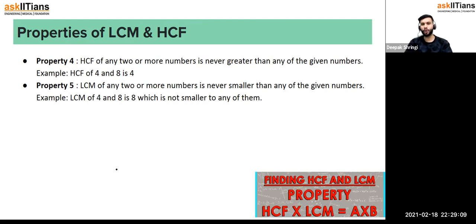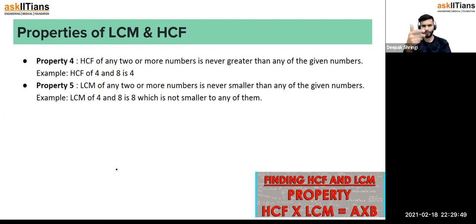And what is the LCM? The LCM of any two or more numbers is never smaller than any of the given numbers. LCM is the least common multiple. If this is the LCM and these are the two numbers, then these two numbers are dividing this number; they are factors of it, and the LCM is a multiple of them. How can a multiple of a number be less than the number itself? Not possible, right? So the LCM cannot be smaller than the numbers themselves. Okay, so the LCM is always more, and the HCF is always lesser.